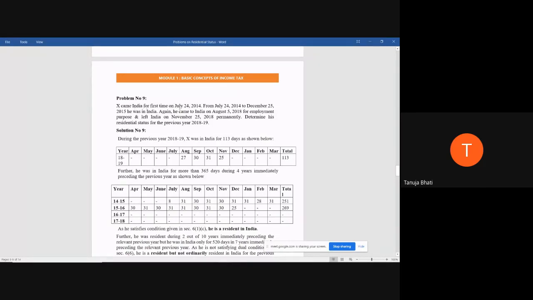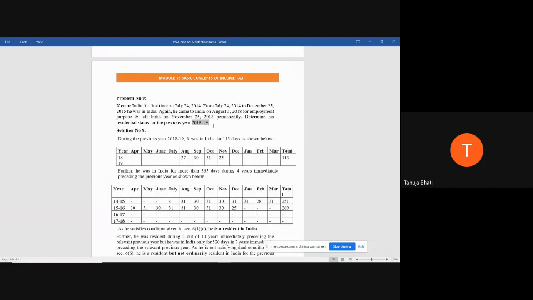X came to India for the first time on July 24, 2014. From July 24, 2014 to December 25, 2015, he was in India. Then he went back. Again, he came to India on August 5th, 2018 for employment purpose, and left India on November 25th, 2018 permanently. Determine his residential status for the previous year 18-19. So here they have already given that the previous year is 18-19. Determine his residential status. So we will go step by step.